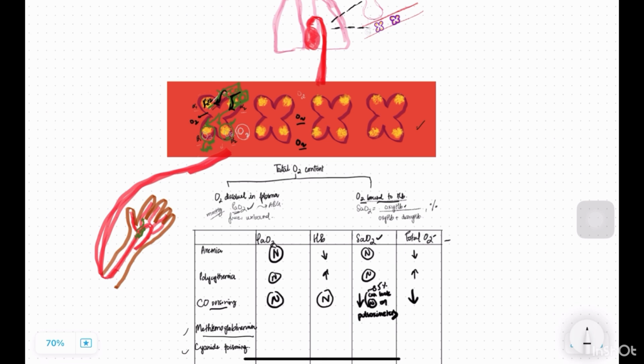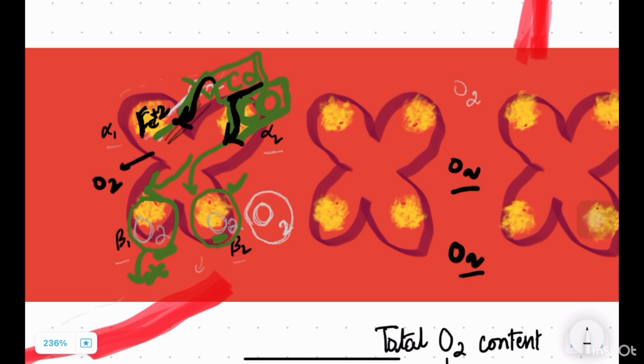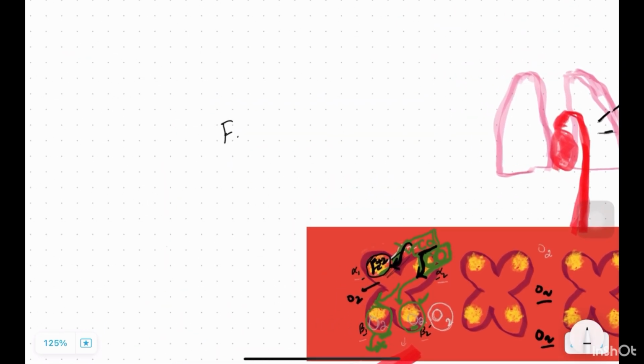So, coming to methemoglobinemia, in the normal structure of hemoglobin, we've discussed that we're going to have a ferrous ion in every chain of the hemoglobin molecule, which will attach to the oxygen, right? Normally. What happens in methemoglobinemia is this ferrous ion is oxidized into ferric ion.